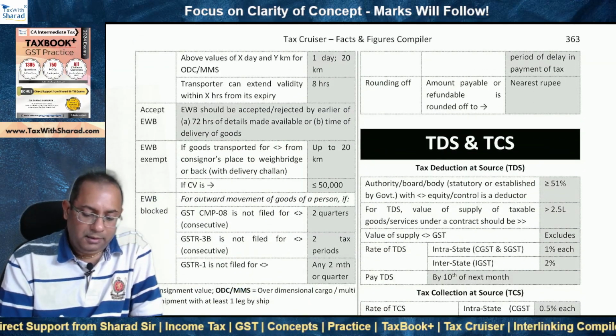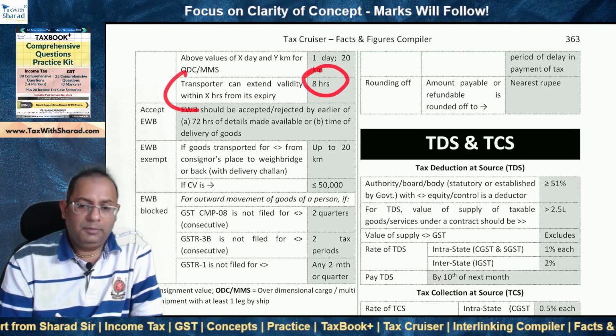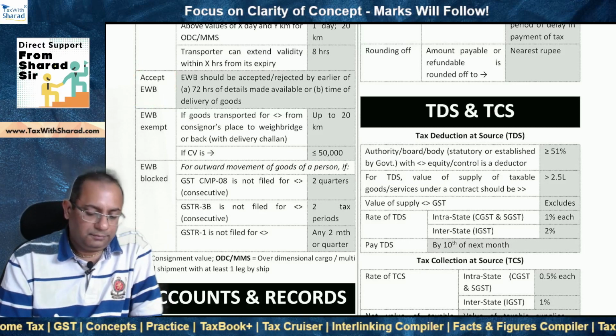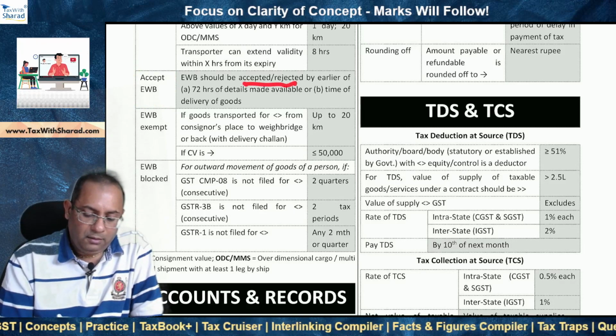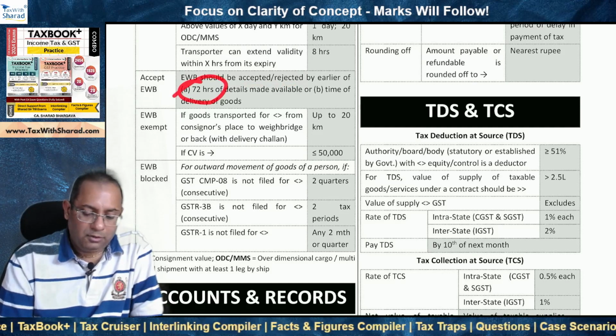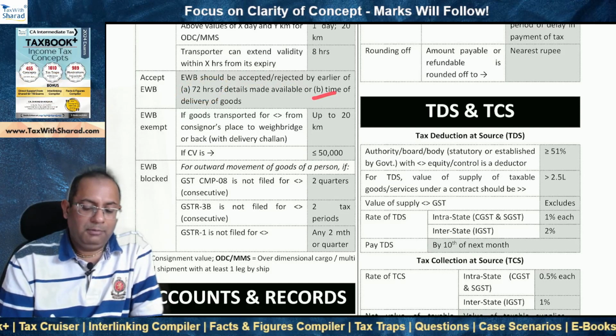A transporter can extend the validity of e-way bill within 8 hours from its expiry. E-way bill should be accepted or rejected by the earlier of A or B. A is 72 hours of details being made available, and B is the time of delivery of goods.